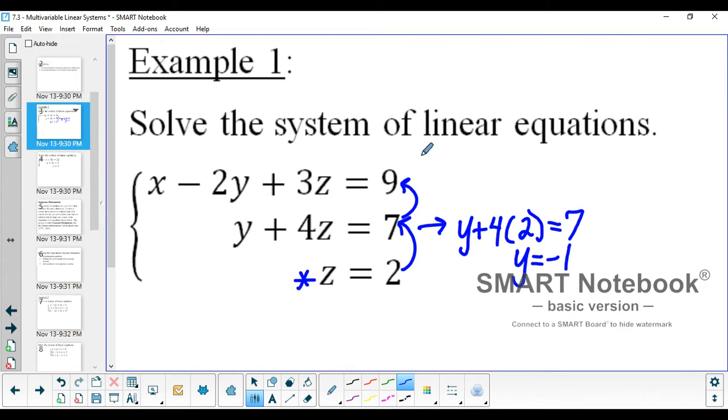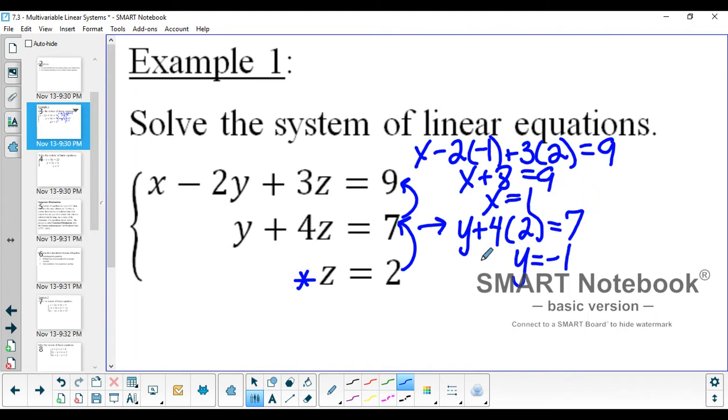So I know that I'm trying to find x minus 2 times y, which I just found to be -1, plus 3 times z, which I know is 2, and that is equal to 9. So, of course, -2 times -1 is +2. 3 times 2 is 6. 2 plus 6 is 8. So that's x plus 8 is equal to 9. Subtract 8 from both sides. x is equal to 1. So we found our ordered triple. That would be x, comma, y, comma, z.